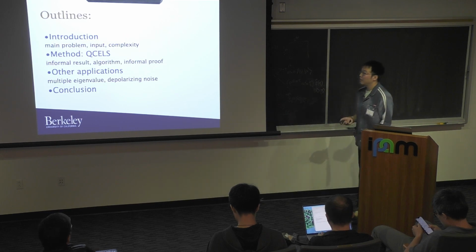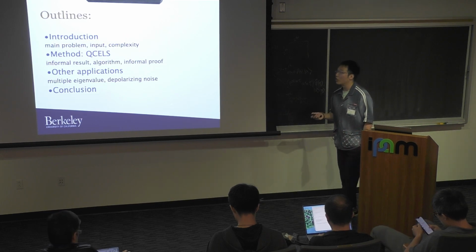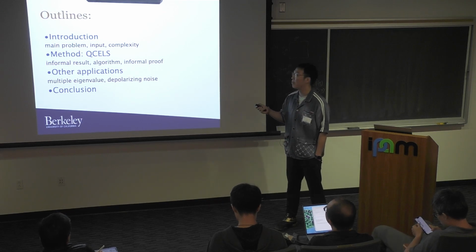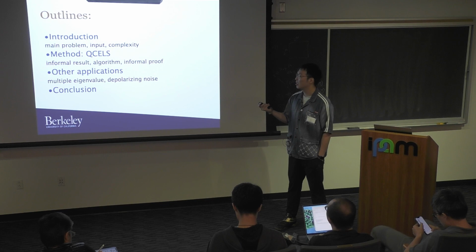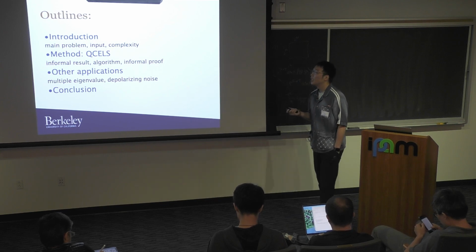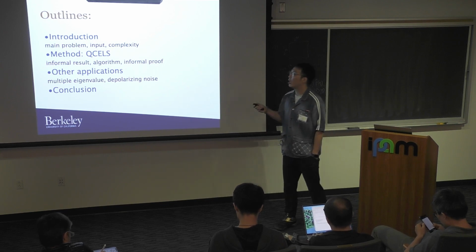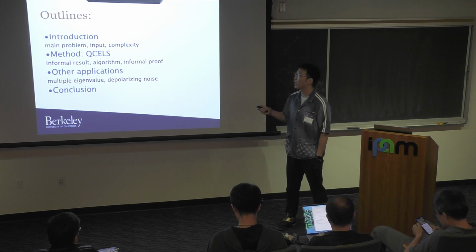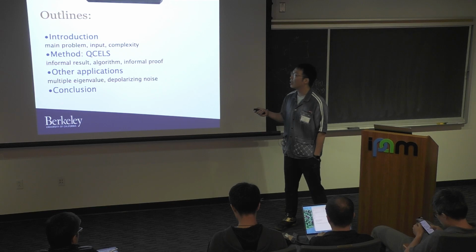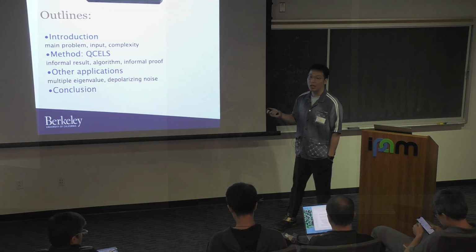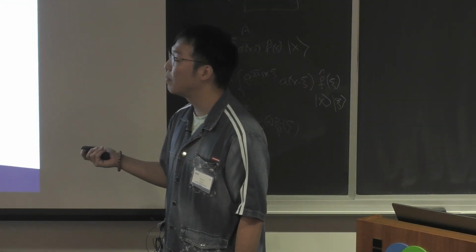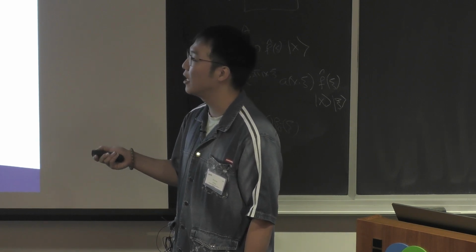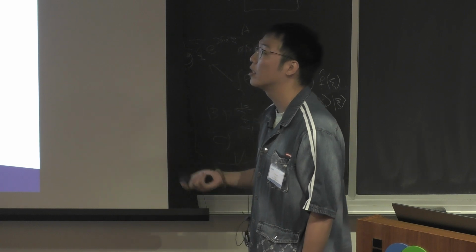In this talk, I will talk about four different parts. First, I will introduce the main problem, basically the phase estimation problem. Then I will propose our method, which is called QCELS, and some informal result and informal proof. Then I will show that QCELS is very robust, and we can easily extend it to other applications, and finally some quick conclusion.